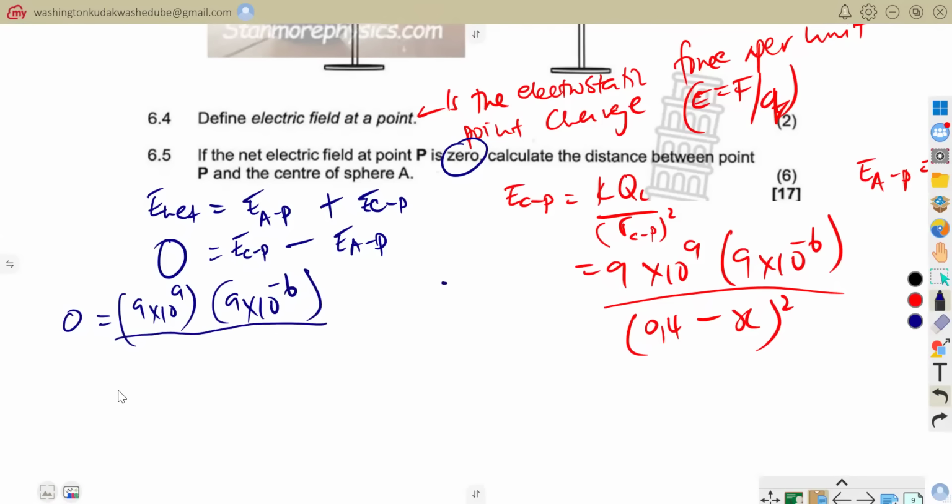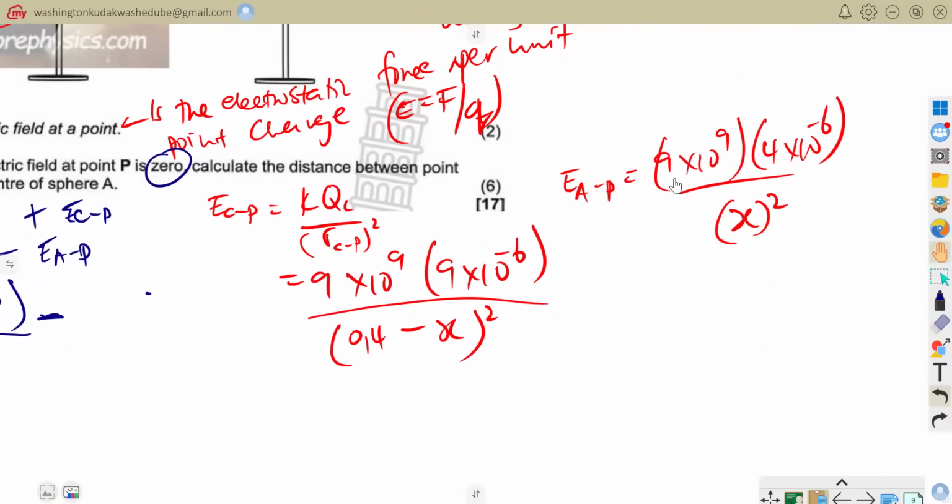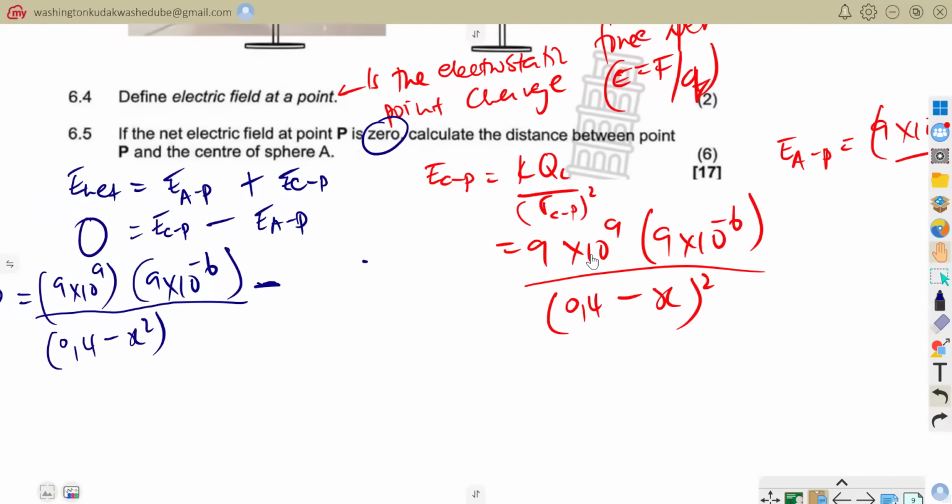Divided by 0.4 minus x squared minus the one for A. We said this is the one for A. So the one for A, we have got that, which is 9 times 10 power 9 times 4 times 10 power negative 6 over x squared. That is the one that we are using here.